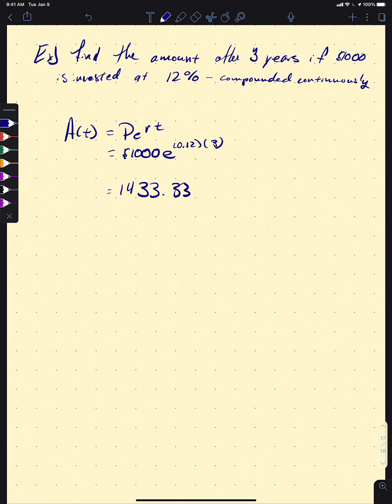We're going to get $1,433.33. If you compare that to what we did in the last little section, daily got you $1,433.24. So compounding continuously earns you an extra 9 cents over the course of the year. But hey, those 9 cents will add up a lot over time if you're always continuously compounding.